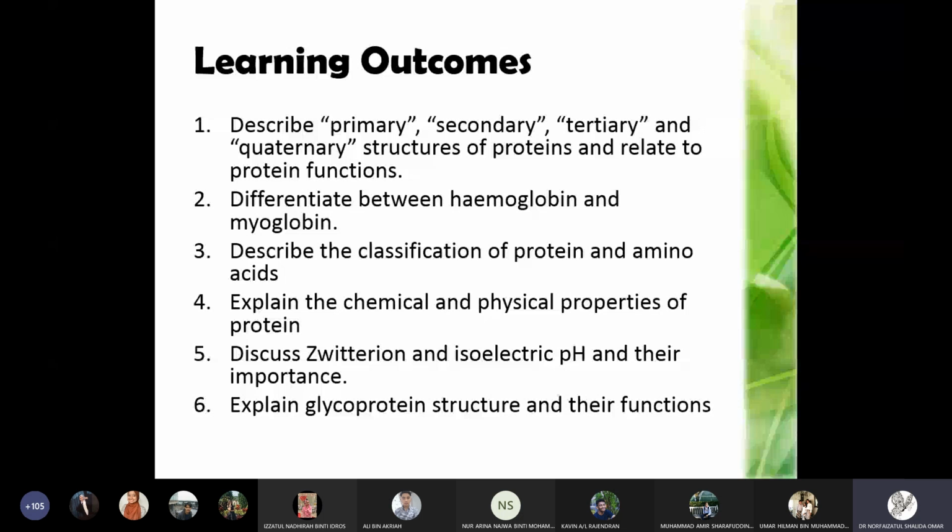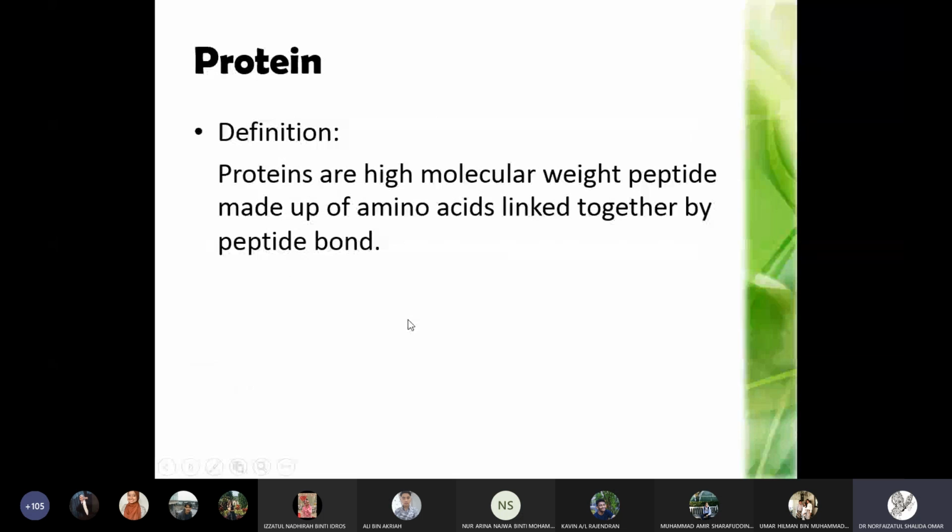Okay, this definition: proteins are high molecular weight peptides made of amino acids linked together by the peptide bond. So protein is a big molecule, and the main small molecule or build-up unit is the amino acids linked together with the peptide bond.